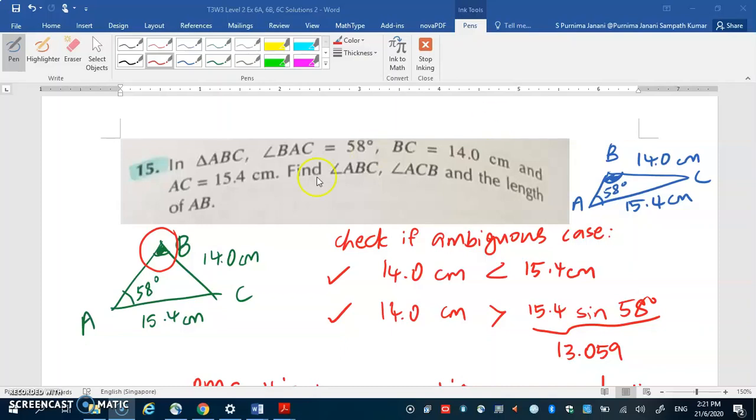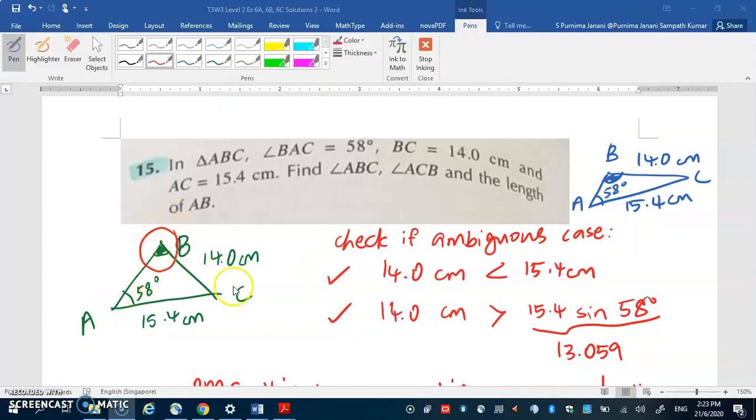So for example, this question, there's no diagram given. The question never told me that ABC must be acute or ABC must be obtuse. They never say anything. They just told me that angle BAC is 58, BC is 14 and AC is 15.4. So if I drew a rough sketch, my triangle could look like this, where 58 is here, AC is 15.4 which is over here, BC is 14.0 which is over here.